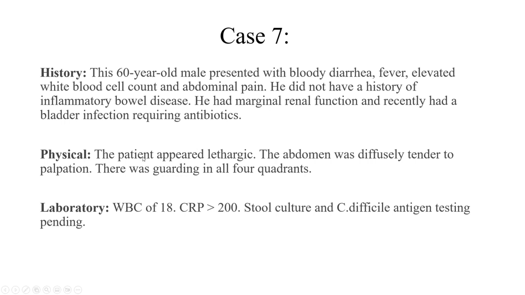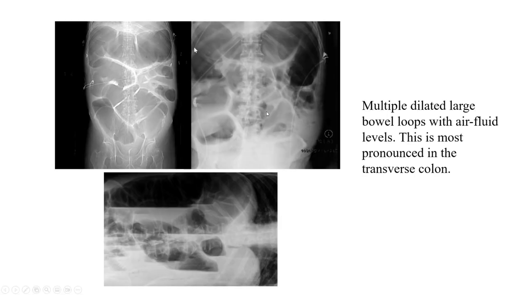On physical examination, the patient appeared lethargic. The abdomen was diffusely tender to palpation, and there was guarding in all four quadrants. White blood count and CRP are elevated. Stool culture and C. difficile antigen testing were pending.